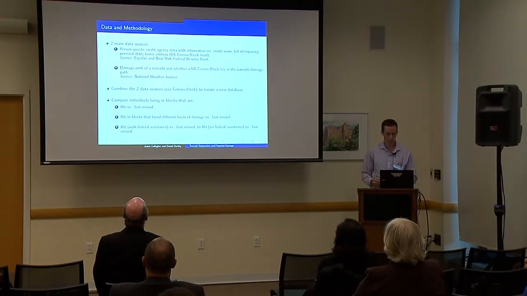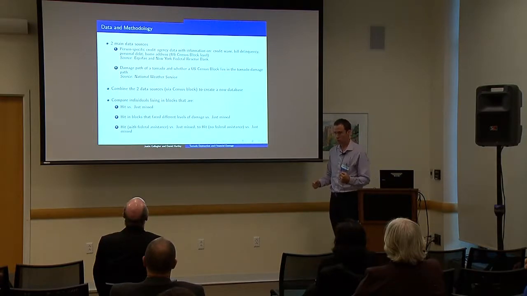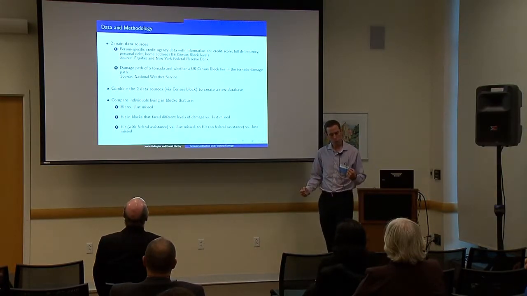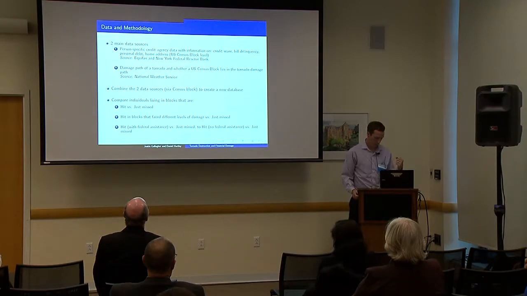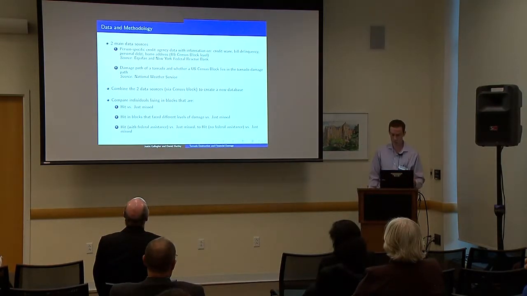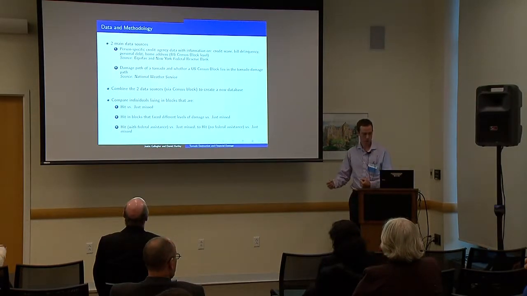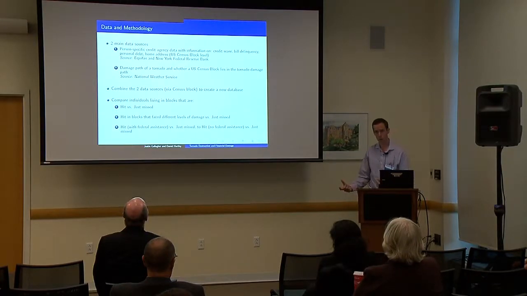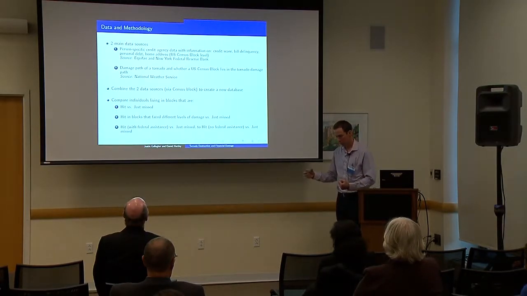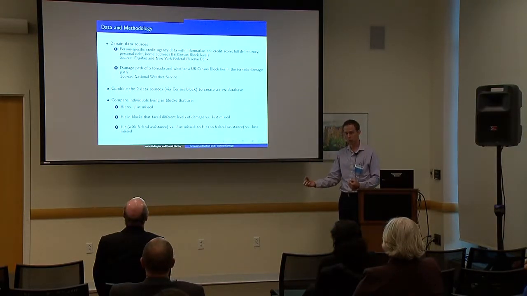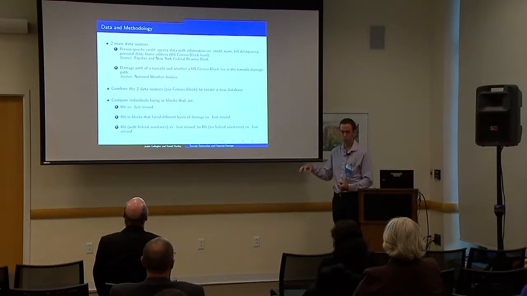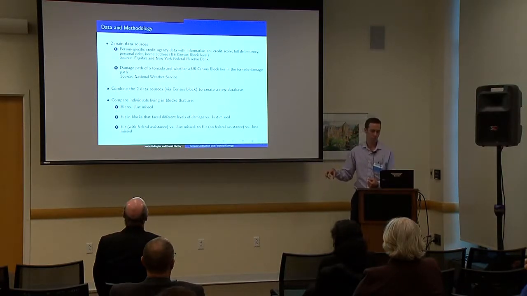So, data and methodology. We're essentially using two different data sources that we're combining. The first data source is this really specific, person-specific credit agency data that has information on credit scores, bill delinquency, personal debt, and the home address, down to the census block level. So we don't know exactly your house, because that's private information, but we know the census block that you live on. And we know if you move to a different census block.